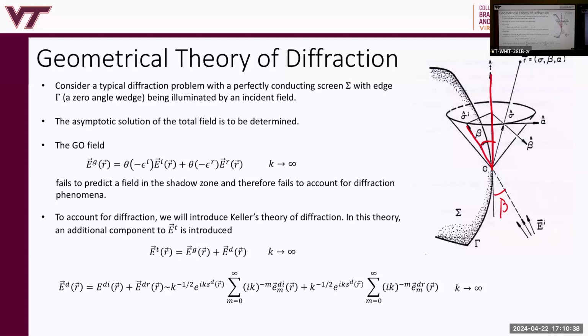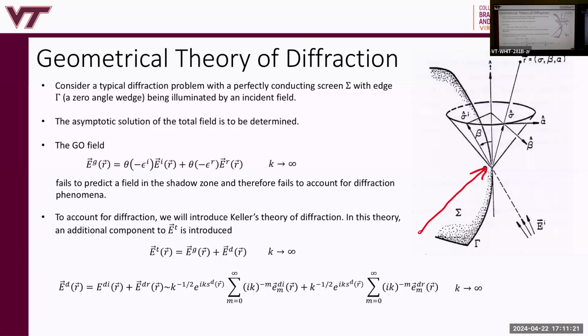You're going to read Keller's paper. So consider a typical diffraction problem with a perfectly conducting screen, but now it has an edge. We call the edge gamma. This is a sharp edge, gamma, a zero wedge angle, being illuminated by an incident field. The asymptotic solution of the total field is what we want to determine. The geometrical optics field we already learned is E incident plus E reflected, right? It fails to predict a field in the shadow zone and therefore fails to account for the diffraction phenomena. Which means that, let's say the incident field's coming here, right?